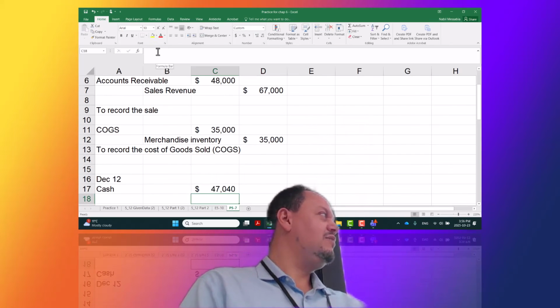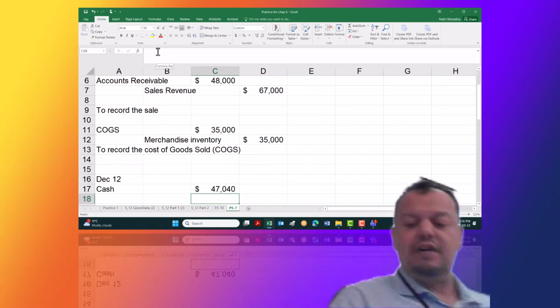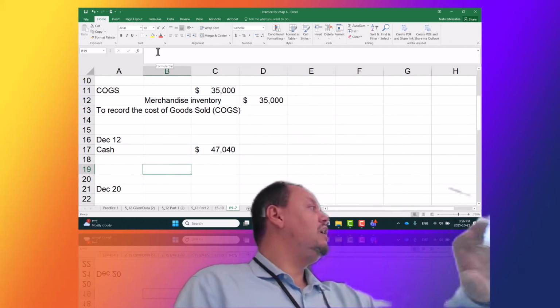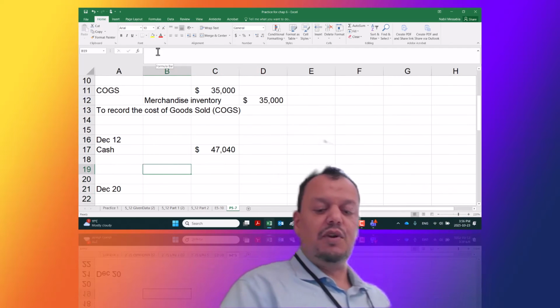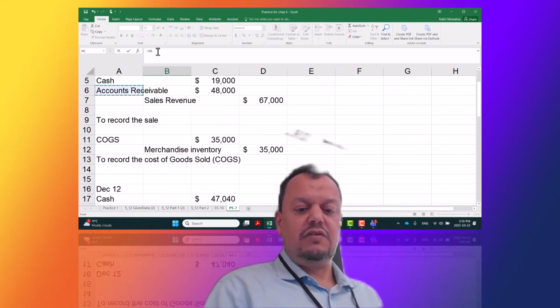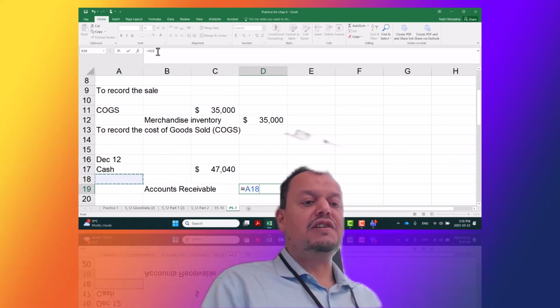Do you agree with this? We are going to collect only $47,000. However, as we collect that amount, we clear the full receivable. The account receivable is cleared, right? For the full amount. There's no receivable anymore.